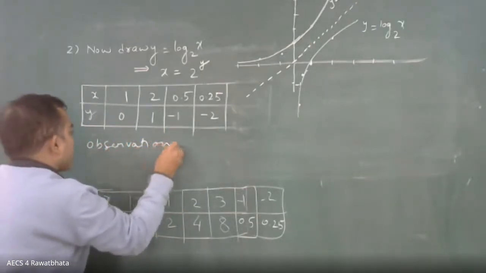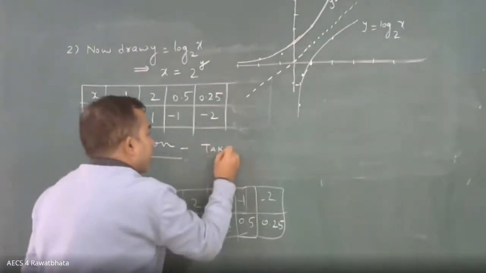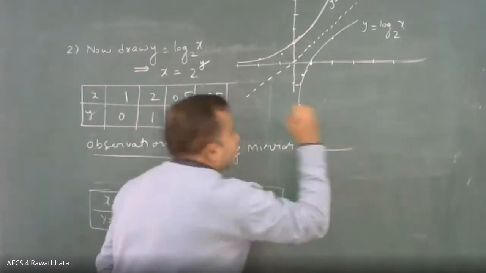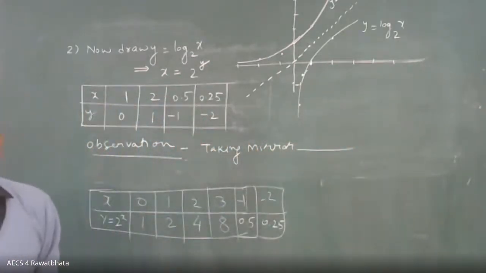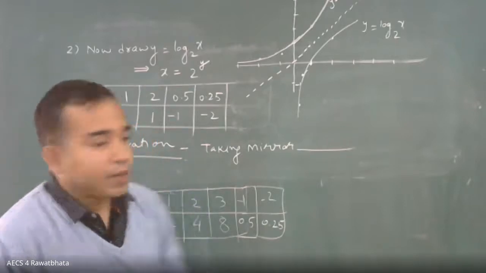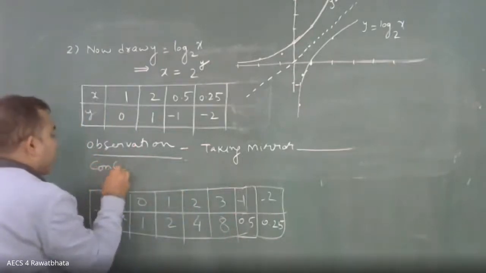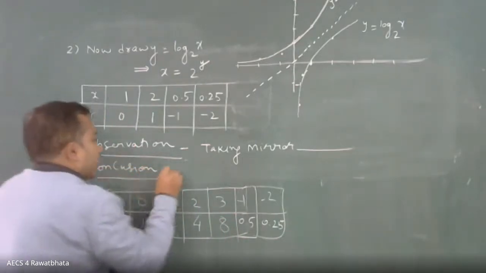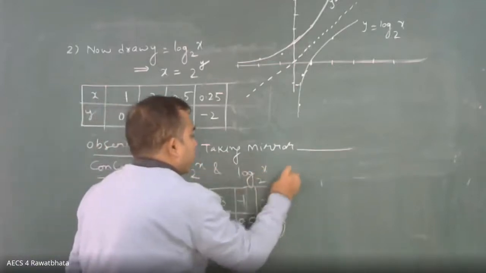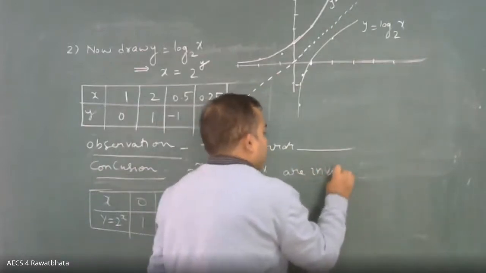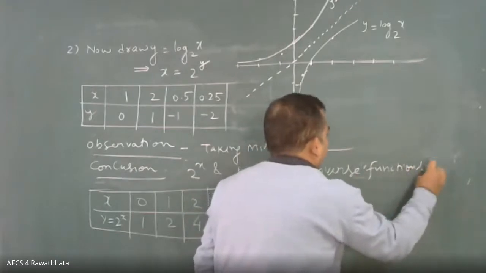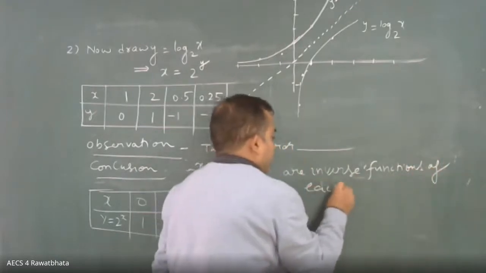that taking a mirror and verifying. You please write yourself. I'm just giving you outline that they are the inverse image of each other, because they are the mirror images of each other. So that is why they are the inverses of each other. So conclusion, you can write that 2 raised to power x and log x base 2 are inverse functions of each other.